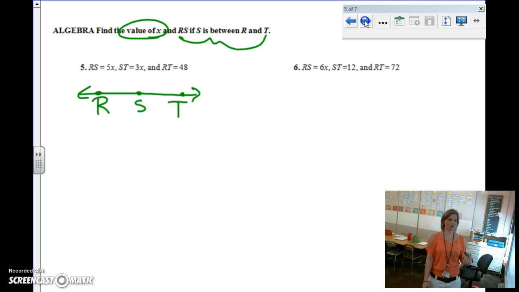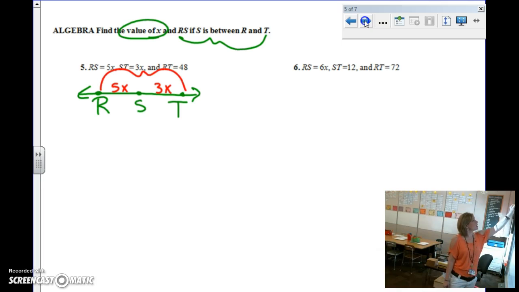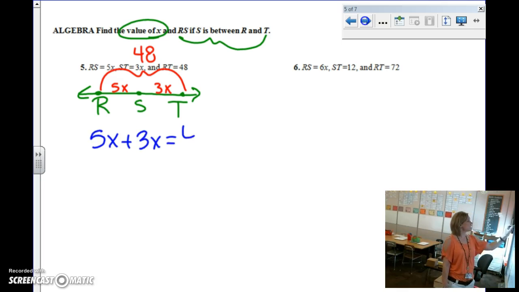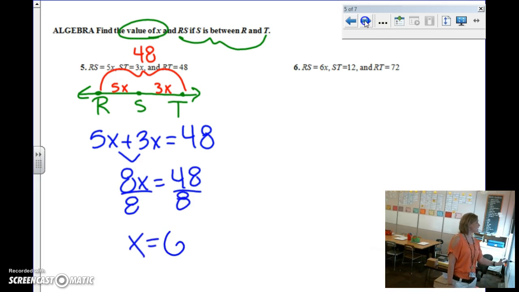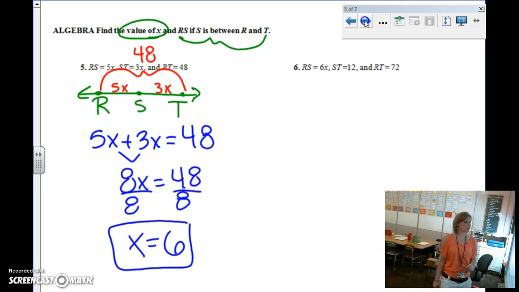Then once I have it drawn out, I can fill in the measurements. From R to S is 5x. From S to T is 3x. And the whole entire line is 48. That's pretty simple. Fill out your equation: 5x plus 3x, those are the two small segments, equal the long segment, the overall. Combine your like terms. 8x equals 48. Divide by 8. And x equals 6. And there's your value of x.